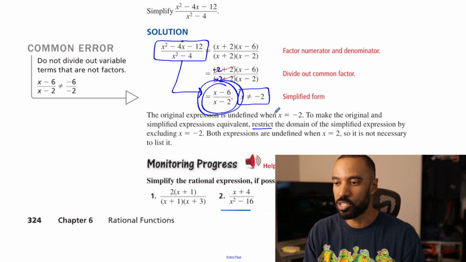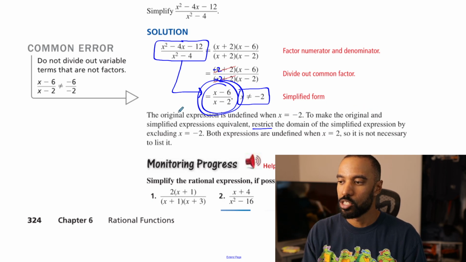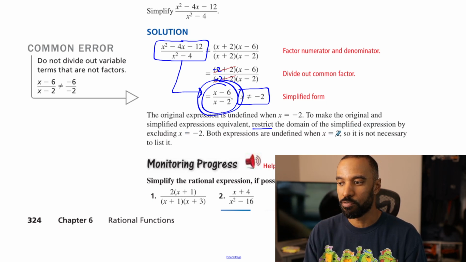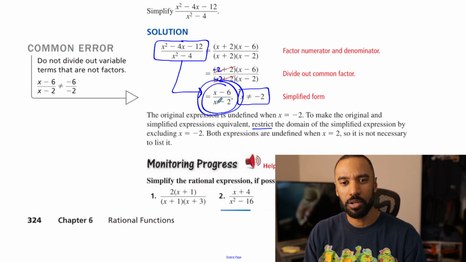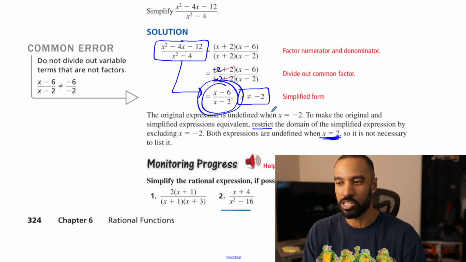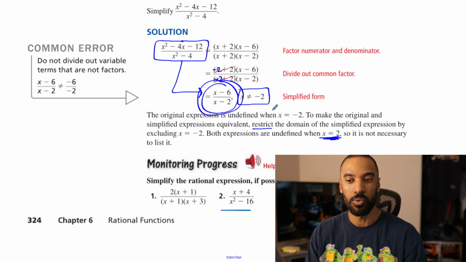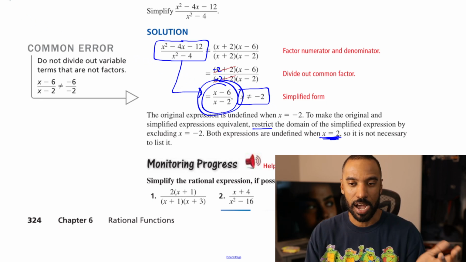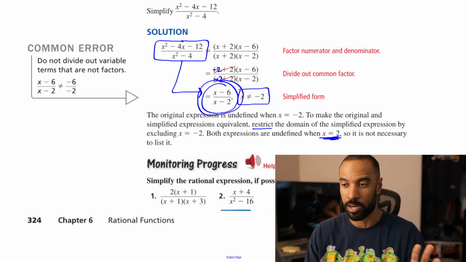So the original expression is undefined when x equals negative 2. To make the original and simplified expressions equivalent, you must restrict the domain of the simplified expression by excluding negative 2. They're both defined when x equals 2, so it's not necessary to list it. Interesting. I always thought it was necessary to list those restrictions regardless, so I'm surprised that they don't actually say that here. I did need to read this to ask why they didn't include 2. I feel like I need to include it. We'll see what they talk about later by not including those. That's actually very interesting. I did not expect that.